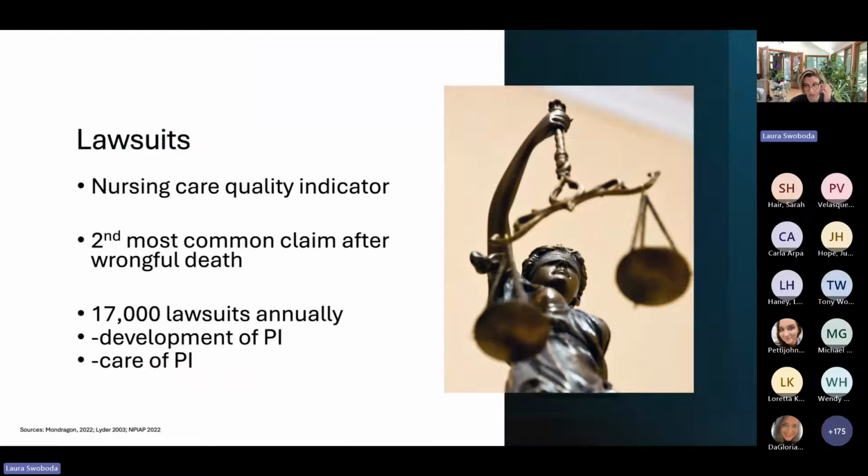And this, of course, especially in the US, where we have a privatized healthcare system, but really anywhere, leads to a lot of lawsuits. It's a nursing care quality indicator, so it's affecting reimbursement. It's the second most common claim after wrongful death. There are 17,000 lawsuits annually, and these are extremely expensive. It's a whole separate industry. They are doing these lawsuits based on the development of pressure injuries as well as the care of pressure injuries. So certainly something that's heavily litigated and contributes to the excessive costs that we see.